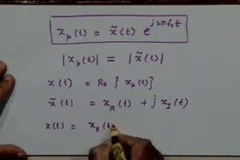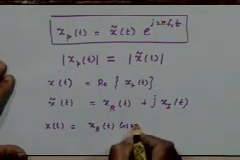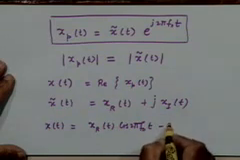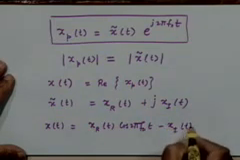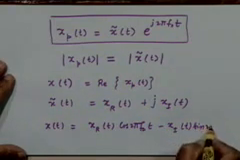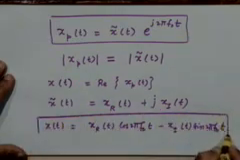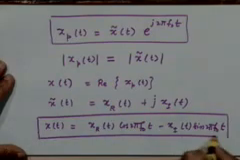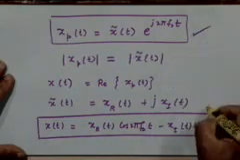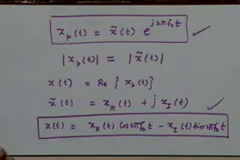x_R(t) cosine 2 pi f naught t minus x_I(t) sine 2 pi f naught t. And that's the result we are looking for. These two results are what we are looking for. Very interesting and very important results.